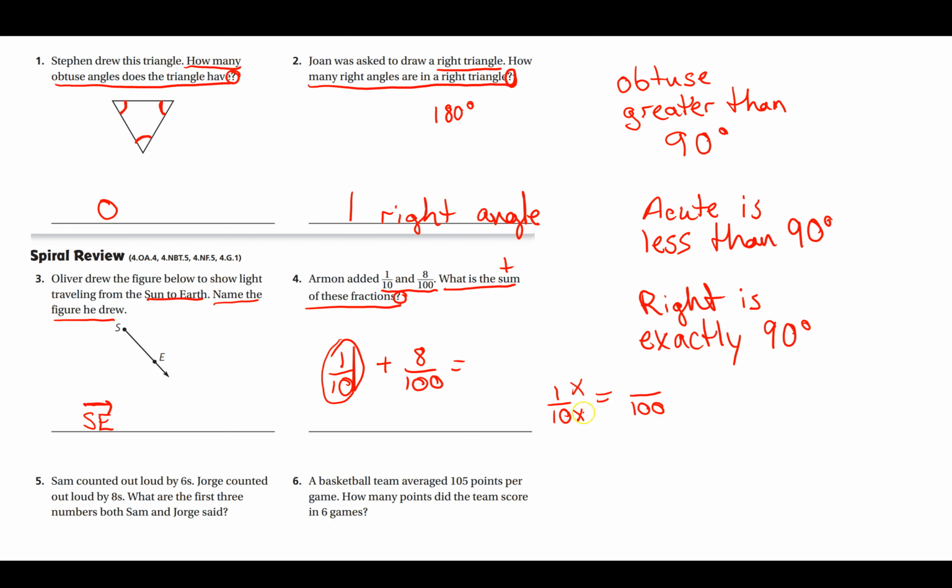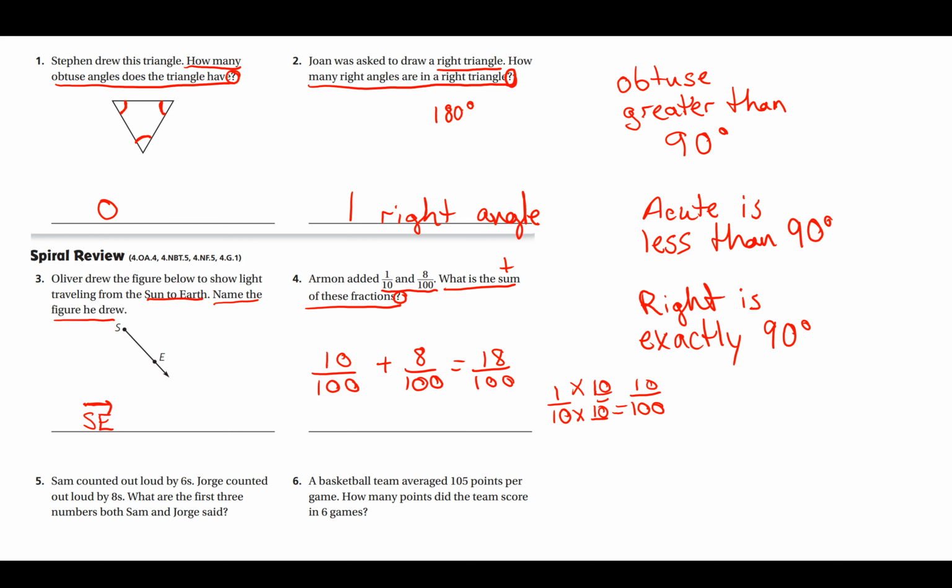So to do that, I have to multiply the numerator and the denominator by the same number. So 10 times what gives me 100? 10 times 10. Whatever I multiply the denominator by, I have to multiply the numerator by that. So 1 times 10 is 10. So I'm going to replace 1/10 with 10 hundredths. And now my denominators are the same all the way across. So now I can just add the numerators, 10 plus 8, 18.